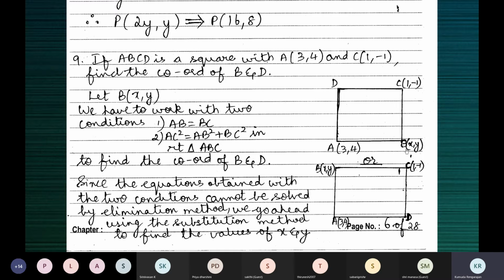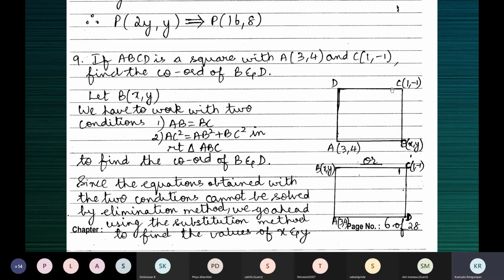So here we have assumed the address of B to be X comma Y. You don't have to assume for D. B itself, you will get two answers. So one will be for B, the other one will be for D. Then we have to work two equations.